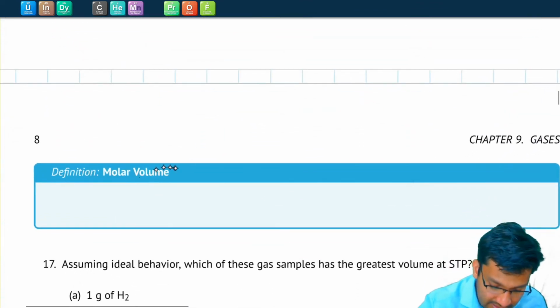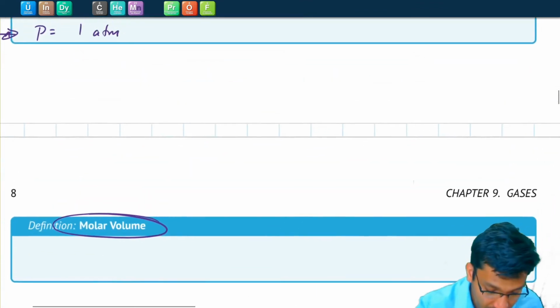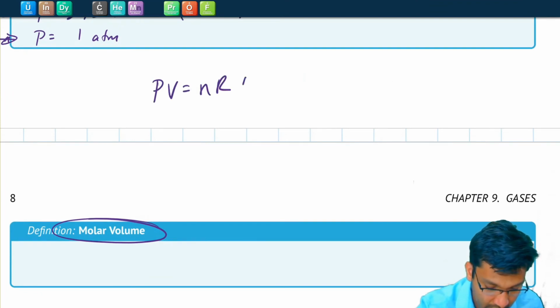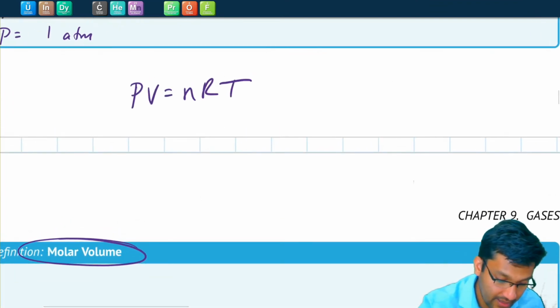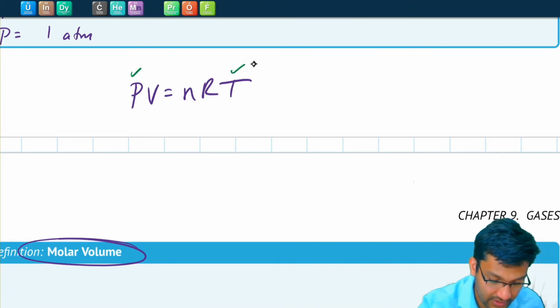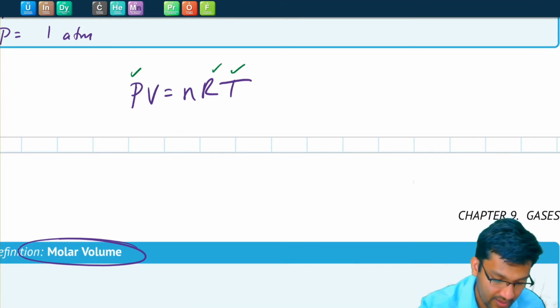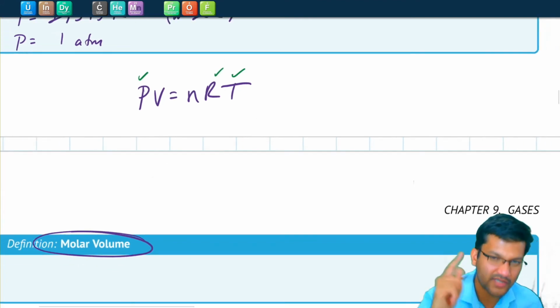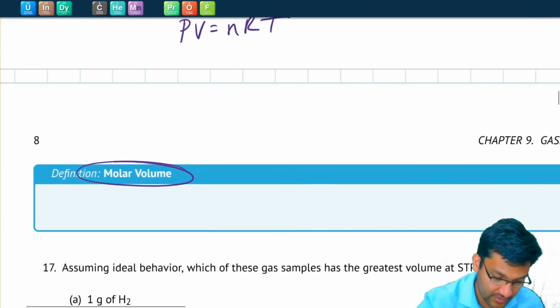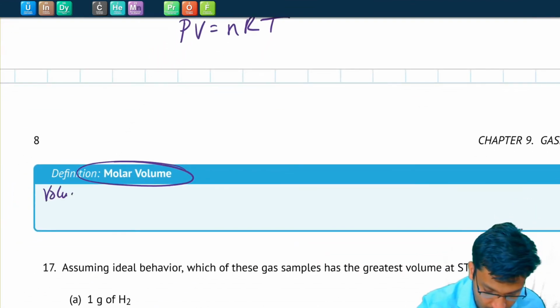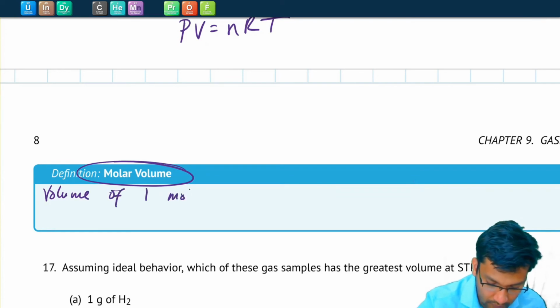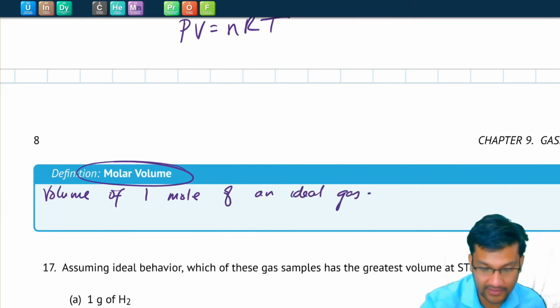Okay, so now let's look at this idea of molar volume. Because from PV is equal to nRT, right? We know that we have pressure and temperature that can be standard. So then how much space would 1 mole of gas take up? We know that R is a constant. So how much volume is taken up by 1 mole of gas? That's what the molar volume is, right? It is the volume of 1 mole of an ideal gas using the ideal gas equation.